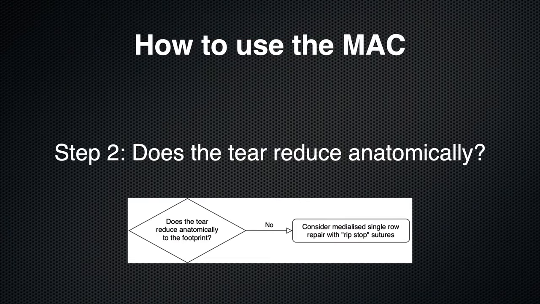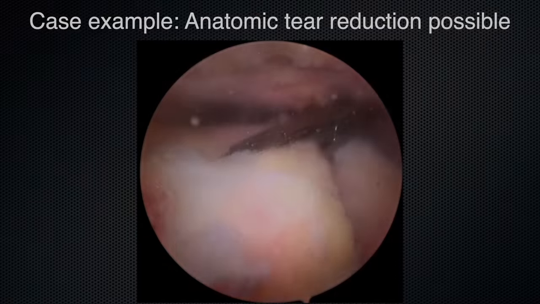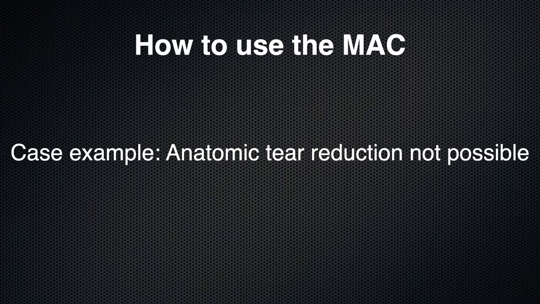Step 2 is to assess whether the tear reduces anatomically. Here is an example of an anatomic tear reduction. Here is an example where an anatomic tear reduction is not possible.